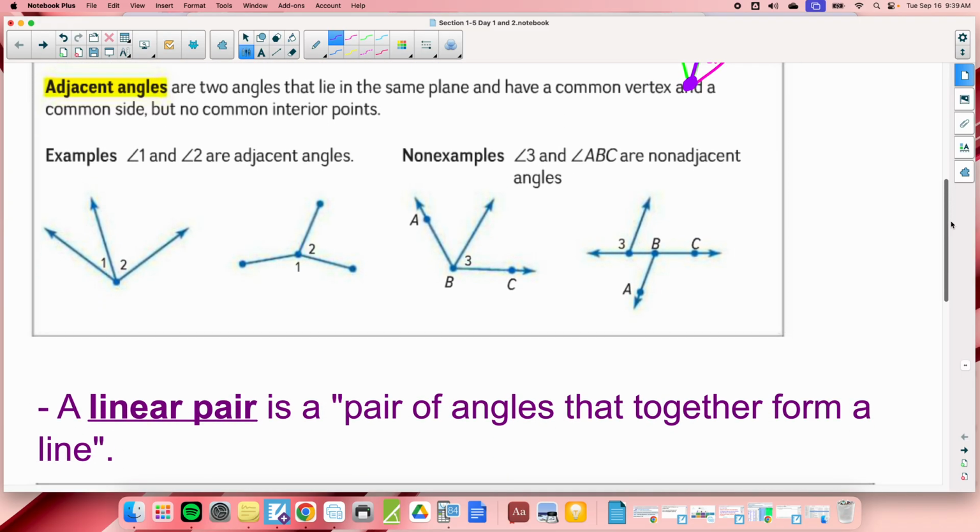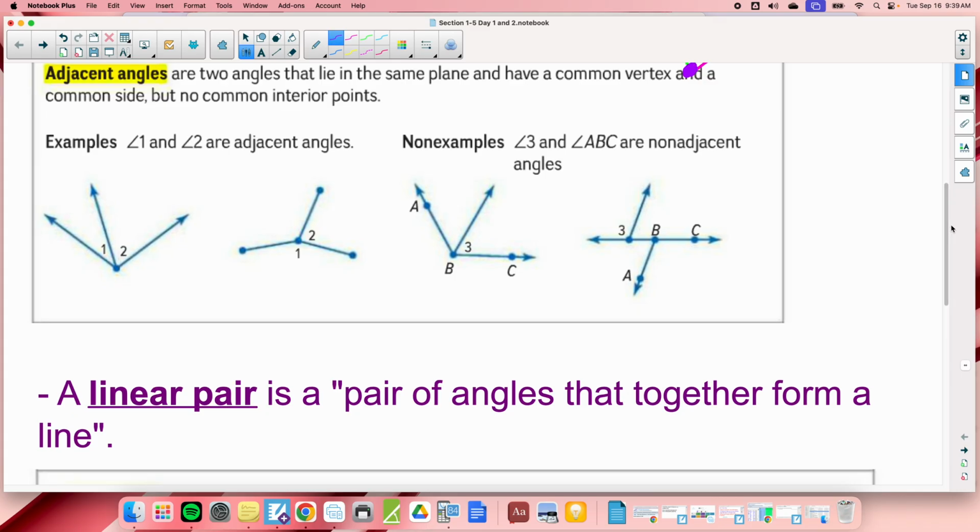If I look here at some examples, angle 1 and angle 2 are right next to each other. They share this vertex and they share that side. Angle 1 is here, angle 2 is there. They share this vertex and that side. Okay. And then here we have angle 3, which is right here.